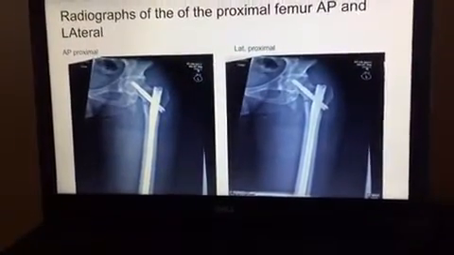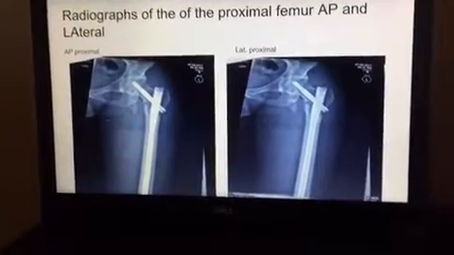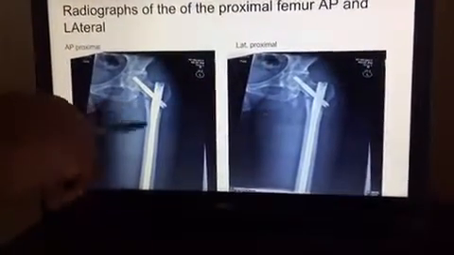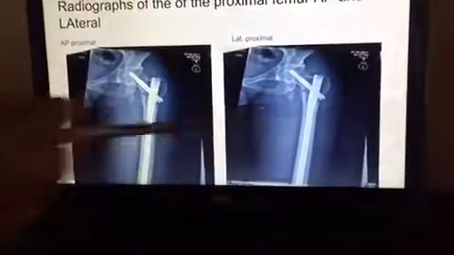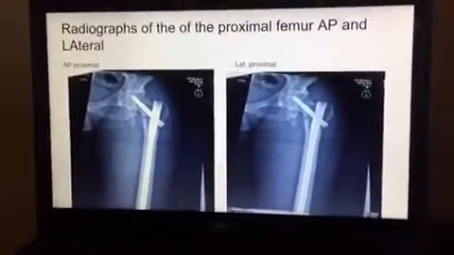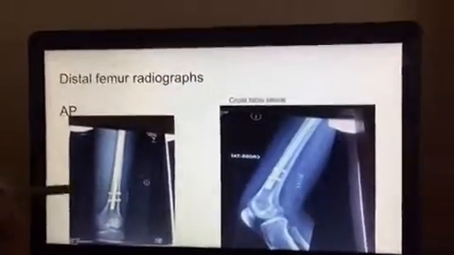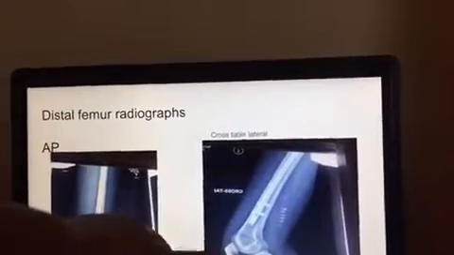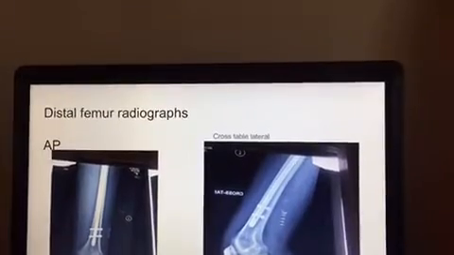By comparing the lateral with the AP, there is no difference. As you can see, it's the same, not so much difference. And this is the AP distal, and this is the cross-table lateral.